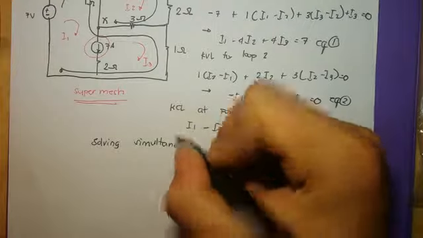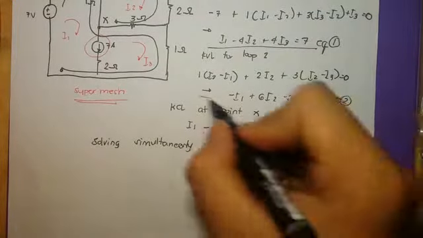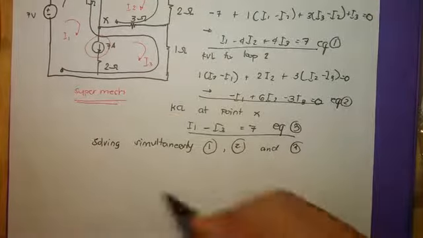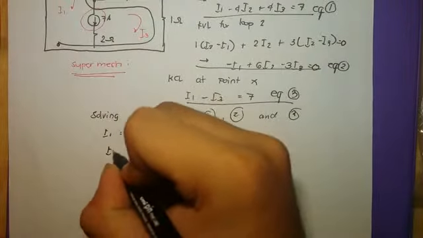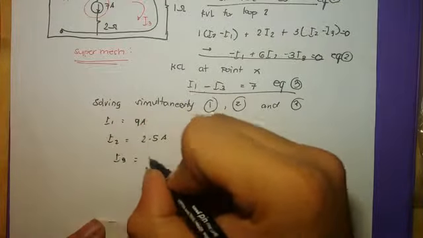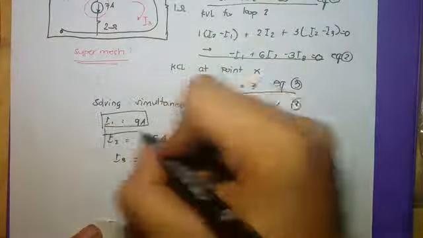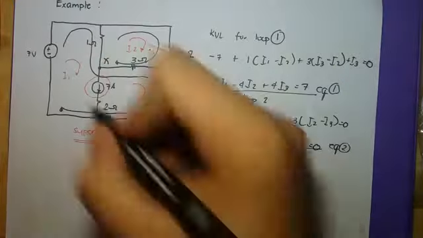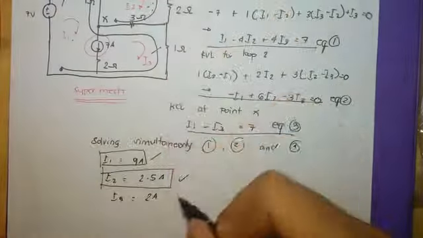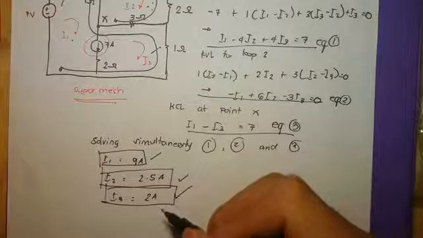Solving equation 1, equation 2, and equation 3 simultaneously, we get the value of I1 which is 9 ohm, I2 which is 2.5 ohm, and I3 which is 2 ohm. And that's all about the Maxwell method.